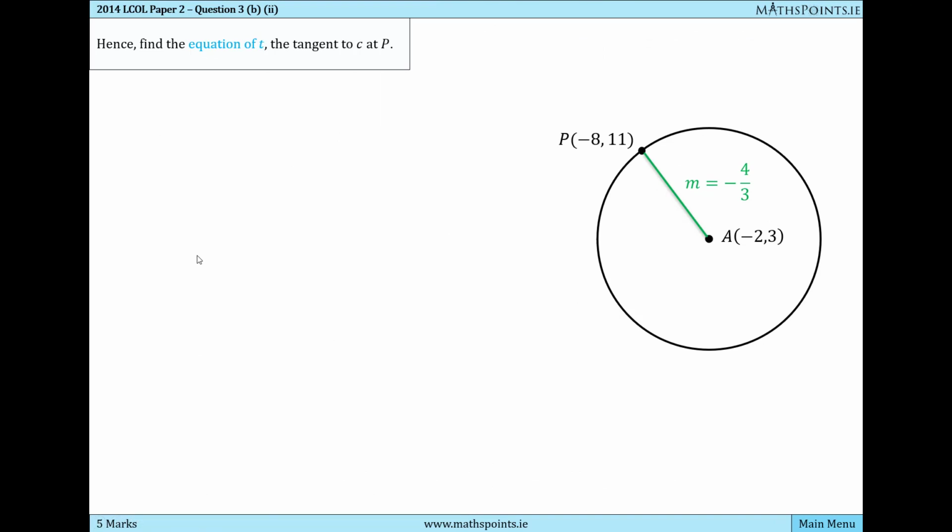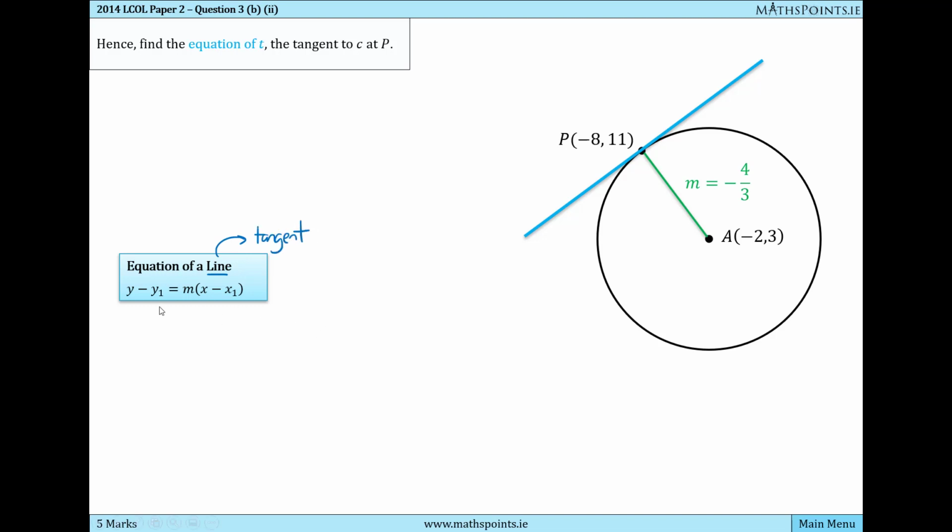Part 2 asks us to find the equation of the tangent T, the tangent to C at the point P. So a tangent is just a line that touches a circle at one point, in this case the point (−8, 11). So we're using the equation of a line formula, remembering that a tangent is just a line. We need two things to use this formula. We need a point x1, y1, which will be (−8, 11). And we also need a slope m. We don't have the slope of our tangent, but we have the slope of AP, a perpendicular line to the tangent from P back to the centre, which is −4/3.